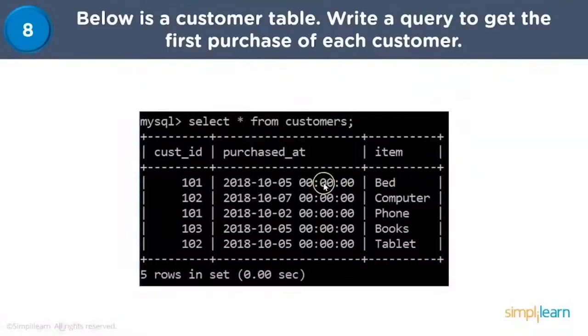Now if you look at the table, there are 3 customer IDs, 101, 102 and 103. Now customer 101 made its first purchase on 2nd October 2018, which is this one, and customer 102 made its first purchase on 5th of October 2018. And since we have just one record for customer ID 103, this is going to be his or her first purchase. So I want to return 101 phone, 102 tablet and 103 books.